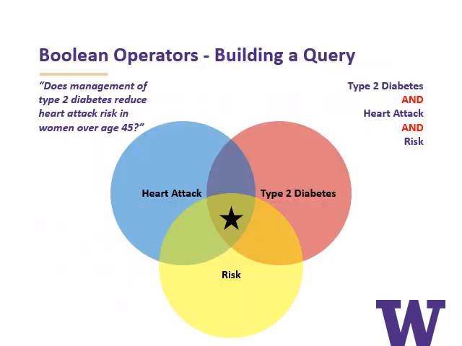Now that we've decided how to combine our search terms by using Boolean operators, we can build our search string and visualize where we will find our results. Our PICO question of, does management of type 2 diabetes reduce heart attack risk in women over age 45, can be searched in a database with type 2 diabetes, AND heart attack, AND risk. You can see on the Venn diagram where these Boolean operators will find our results. We want information where our keywords all overlap.